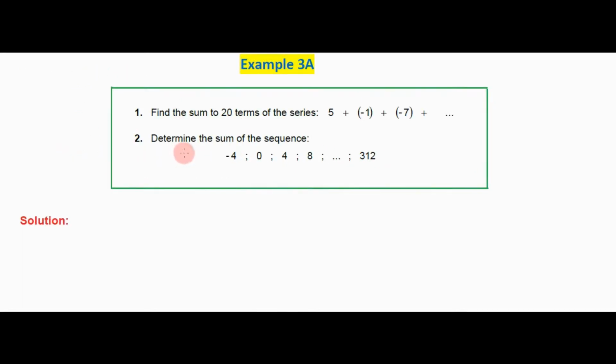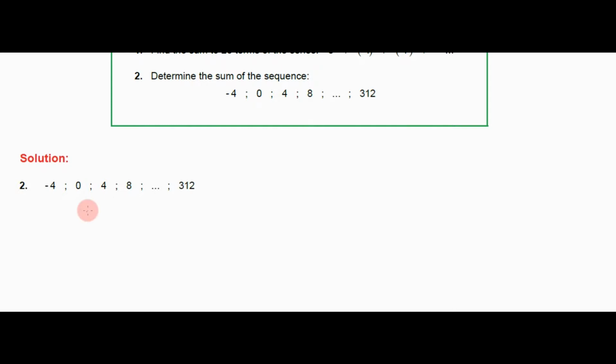In the second question here, we have to find the sum of the sequence. So once again, we can start by checking that it's an AP. So term 2 less term 1 is 0 minus negative 4, which is 4. And term 3 less term 2 is 4 minus 0, which is also 4. So this is an AP with common difference 4.